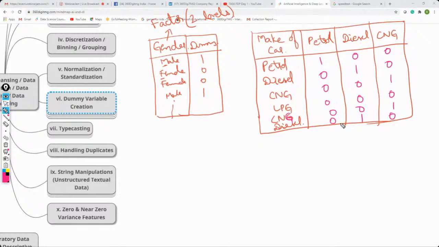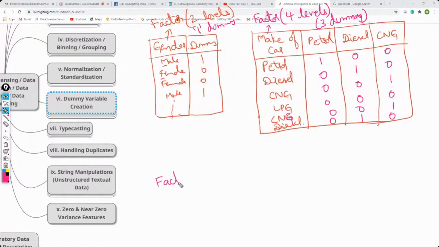Now you have make of car, which is also a factor because you have a limited set of values. And this factor has how many levels? 4 levels: petrol, diesel, CNG, LPG. Unique levels are 4. If you have a factor with 2 levels, how many dummy variables did we create? 1 dummy variable. If you have a factor with 4 levels, how many dummy variables did we create? 3 dummy variables.